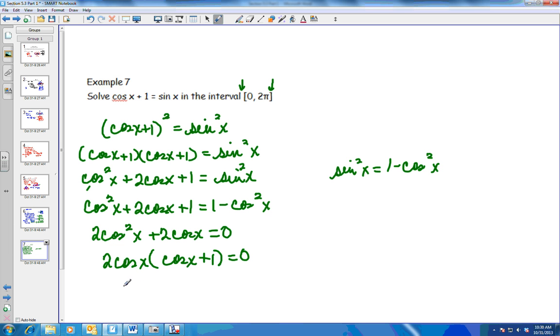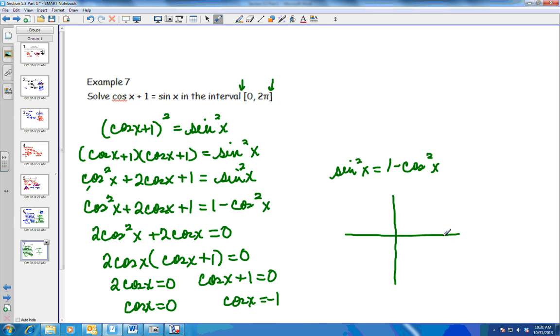So first of all, I'm going to set each of those factors equal to 0. So when I solve this one, divide by 2, and I get cosine x is 0, and cosine x is negative 1. Okay, so these are all going to be quadrantal angles. So I'm going to go ahead and put my points on there just to kind of remind you. They want to know at what angle is cosine 0.